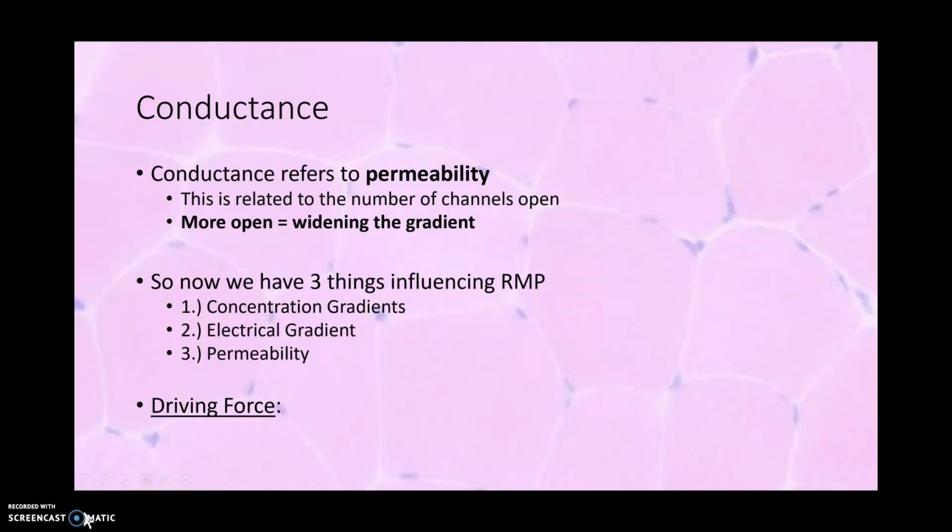When we're talking about conductance, conductance refers to permeability of the cell membrane. This is related to the number of channels open. The more channels we have, we're widening the gradient. That makes sense. So now we have three things influencing resting membrane potential. One, the concentration gradients, the difference between sodium and potassium, as well as the anions and the chloride ions. Two, the electrical gradient that puts a hold on the cell membrane. And three, the permeability. The more channels we have open, the wider the gradient, and the ease of movement of ions in and out of the cell is much more efficient than if we only had a couple of channels open.